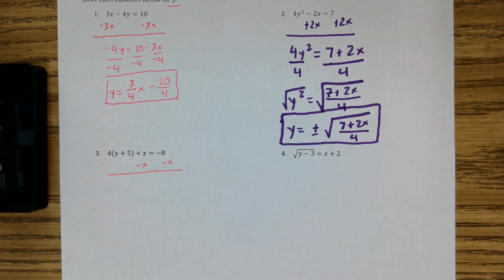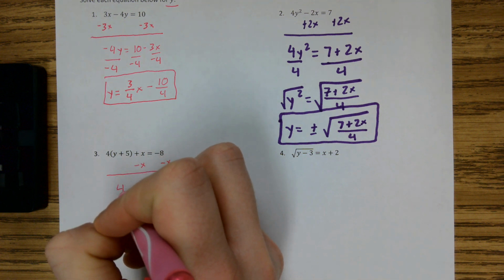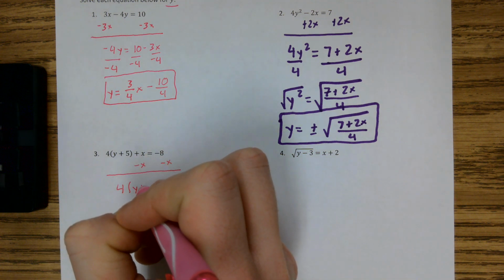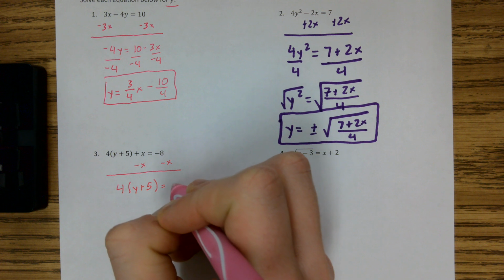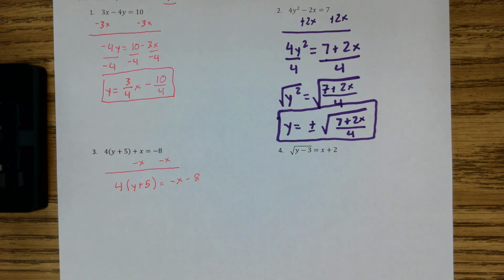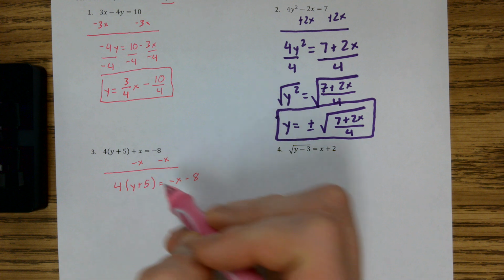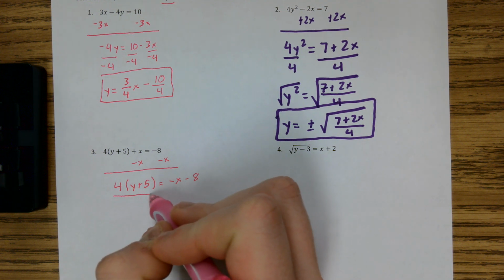All right, now you subtract x on both sides. You have 4 multiplied with y plus 5 is equal to negative x minus 8. Again, don't combine those terms. I'm sorry, they're not like terms, so please don't combine them. Now, you're going to have this thing here. Again, don't distribute. That whole thing's being multiplied.